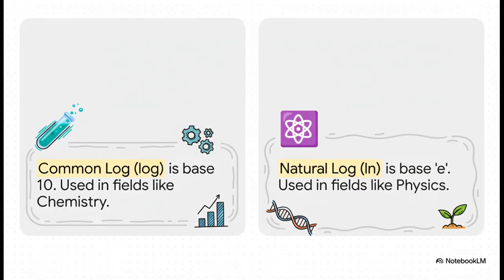So let's put them side by side. The key difference is pretty clear, right? The common log is our base 10 workhorse. You see it a ton in fields like chemistry and engineering. But the natural log, ln, with its base e, that's the go-to for physics and biology, because it's so good at describing how things in nature actually grow and change.